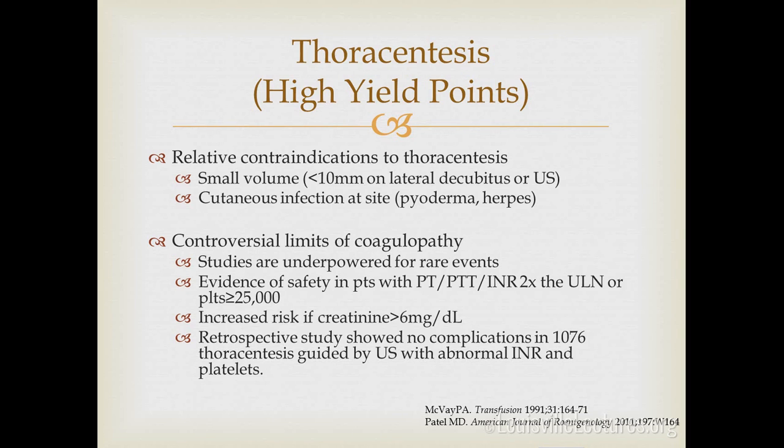What about coagulopathy? Sometimes I hear the residents or even the fellows talking about giving FFP because somebody's INR is 1.7, or their platelets are low, or their creatinine is high. It's a controversial issue. It's a fairly safe procedure, and the risk of bleeding is very low. And so no one really knows if there's any value in correcting these abnormalities before doing a thoracentesis. One study that looked at about 1,000 thoracentesis cases found really there was no complication even with an abnormal INR and platelets.